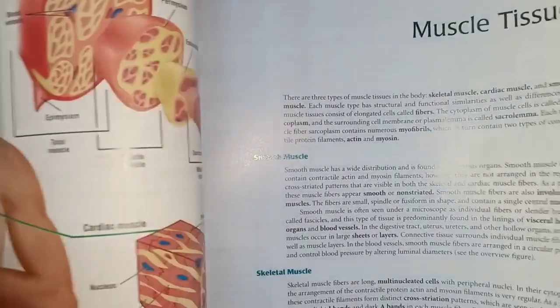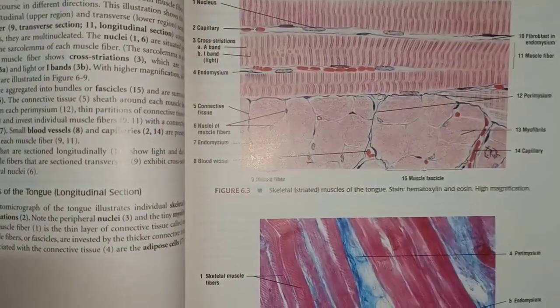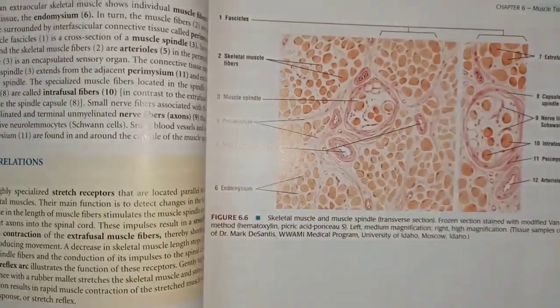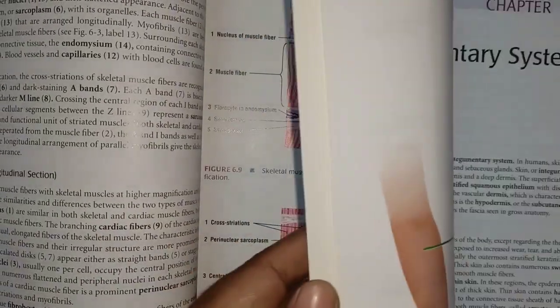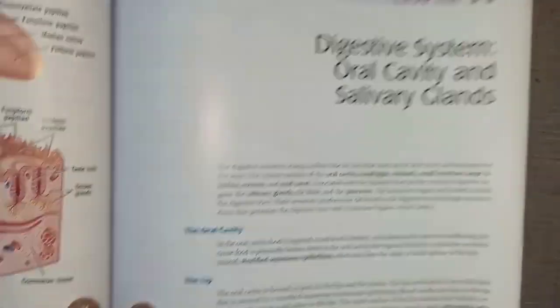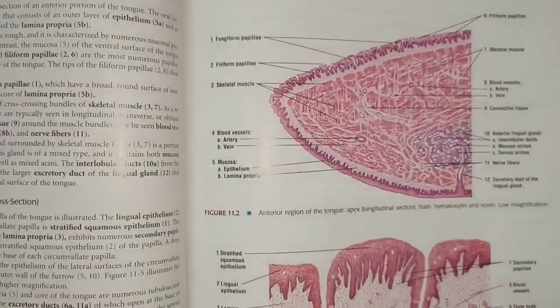So next will be your muscle tissue. All these things will be learned in your undergraduate classes. In detail, you'll be asked to draw in the anatomy department, in histology class. When you move on to the other section, in the dentistry part, the more important one is the digestive system, chapter number 11. They explain the digestive system, that is the oral cavity and salivary glands.